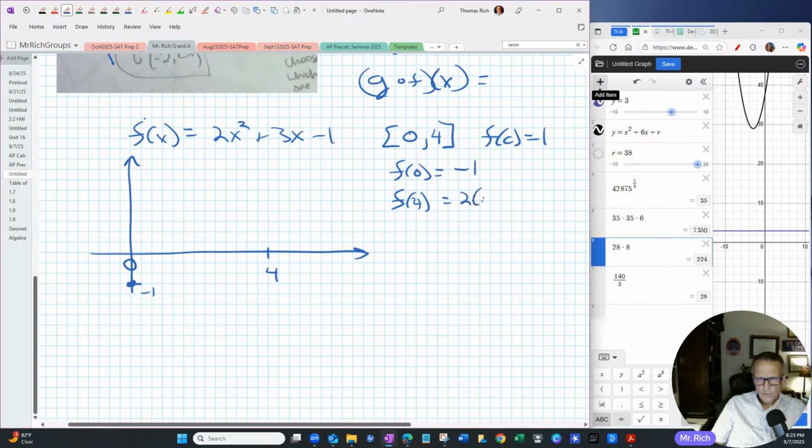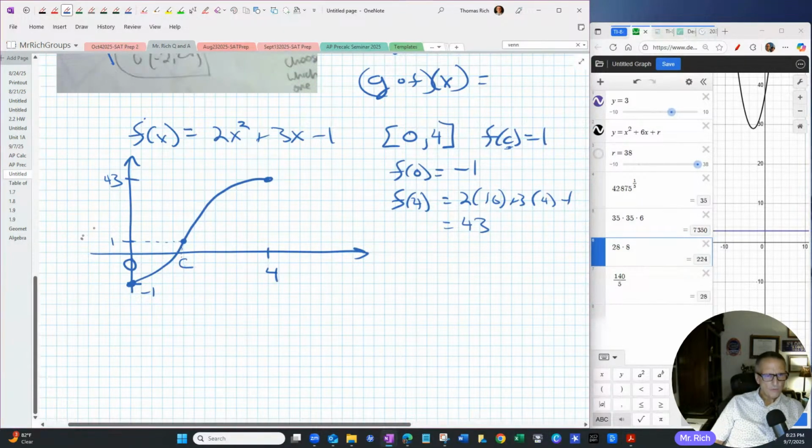So that's going to be 2 times 4 squared, 16, plus 3 times 4 minus 1. So this is 32 plus 12, 44, minus 1. Looks like that's going to be 43. So we would be up here at 4 comma 43. Now, if this function is continuous and it goes somewhere between those 2 points, then there has to be some value of x such that the y value is 1. Right here. So they want us to find this value of x called c such that the y value would be equal to 1. Now, this is a continuous function right here, so all we're going to really do is set this function equal to 1.